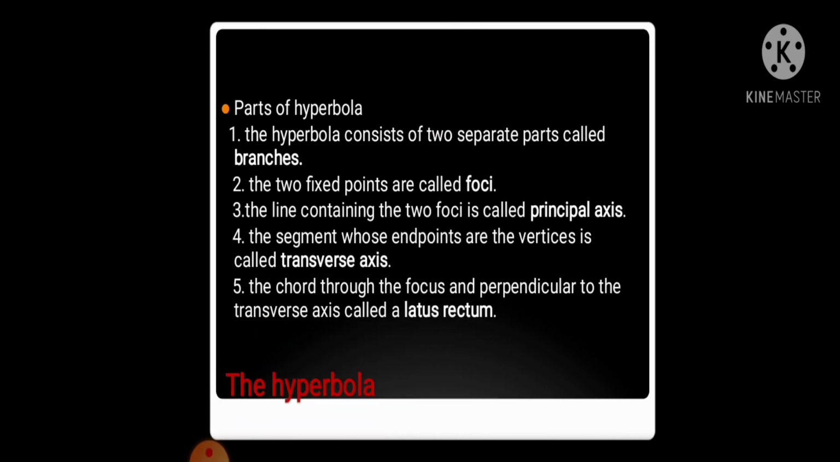Parts of a hyperbola. Number 1. The hyperbola consists of two separate parts called branches. Number 2. The two fixed points are called foci. Number 3. The line containing the two foci is called the principal axis. Number 4. The segment whose endpoints are the vertices is called the transverse axis. Number 5. The chord through the focus and perpendicular to the transverse axis is called a latus rectum.